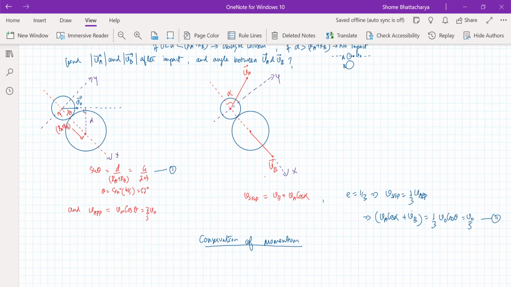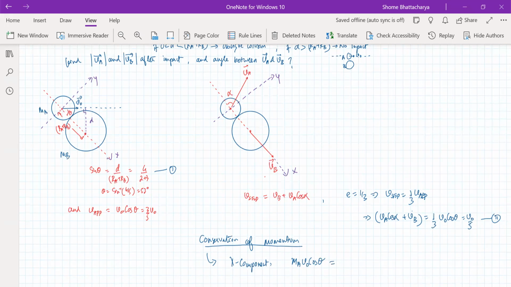Does that make sense? Why should A's y component of momentum be conserved? Because the impulse acting on A is in which direction? Along the x-axis. Okay. So A's y component should remain conserved. So when we write the conservation of momentum, the x component of momentum before impact, how much was it? It was mass of A into V0 cos theta. That is, this body's momentum's component along the x-axis.